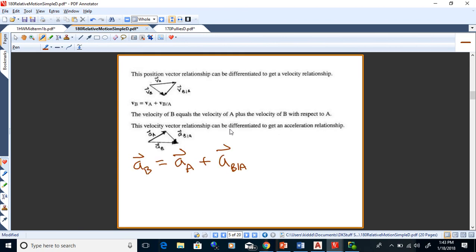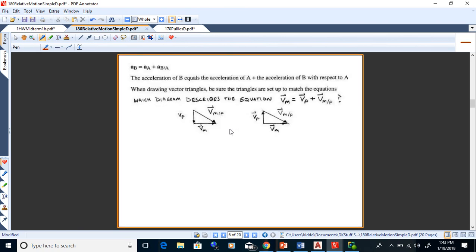Now it is important that the way you set up the vectors matches your equation. So I've got a little equation down there. I've got Vm is Vp plus Vm with respect to P. And everybody just take a minute and think about it there. Which one of those vector triangles is set up properly to express that relationship? The one on the left or the right?